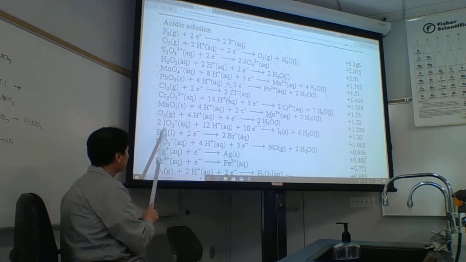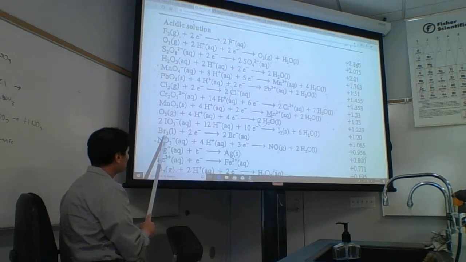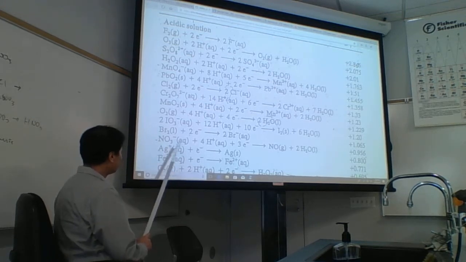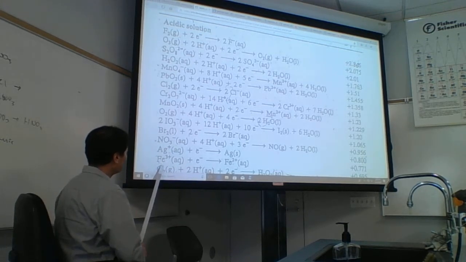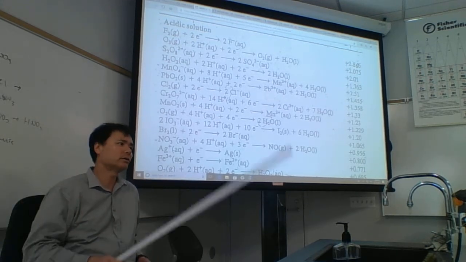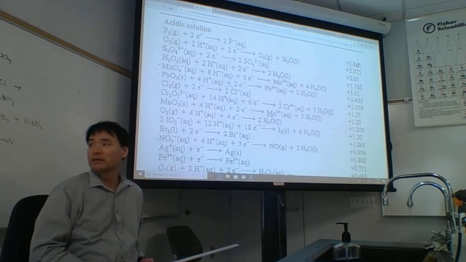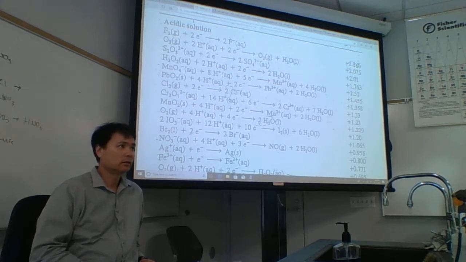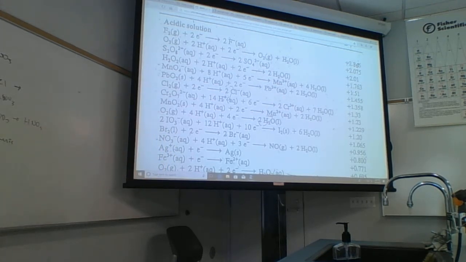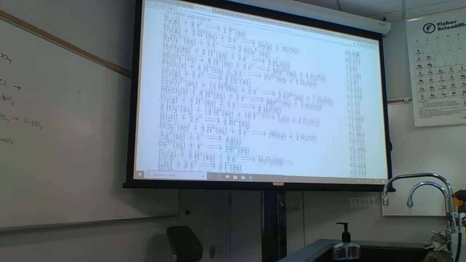Oxygen, iodate, bromine, nitrate, silver ion, iron 3. Is iron 3 okay? Iron 3 versus iron 2? No, it makes a big difference. Iron 3 versus iron 2, it's a big difference. So we can't use iron 3. You gotta keep going down.